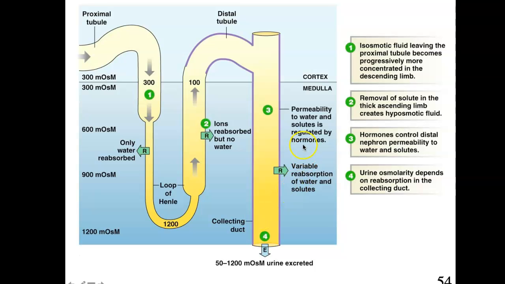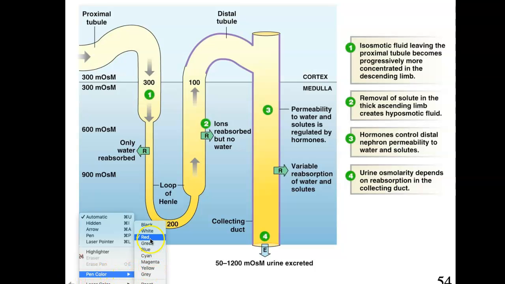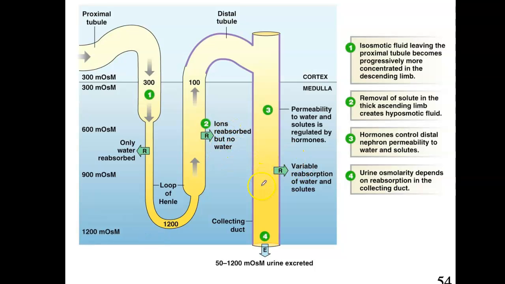And it's telling you here in 3 that the permeability to water and solutes is regulated by hormones. So this is kind of, I think of it as the last chance to reabsorb water before it becomes urine. So you have to be able to retain some of that extra water, and then after that it's urine and it's excreted. So it's telling us in 4 that urine osmolarity depends on the reabsorption in the collecting duct, right?